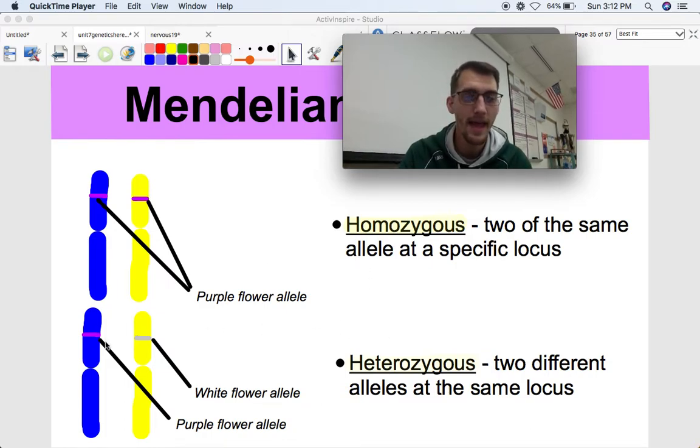And if they have one copy of the purple flower allele and one of the white flower allele, then they are heterozygous. They have two different alleles at the same locus.